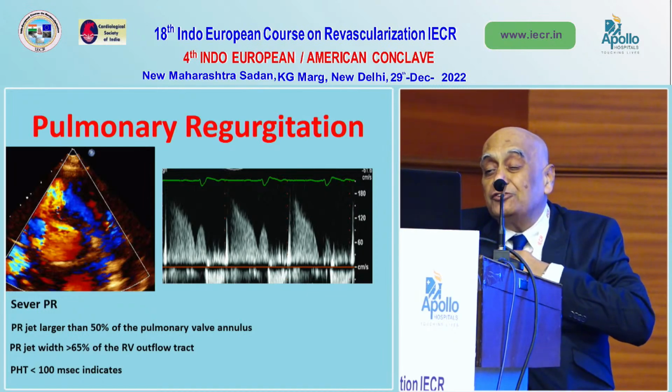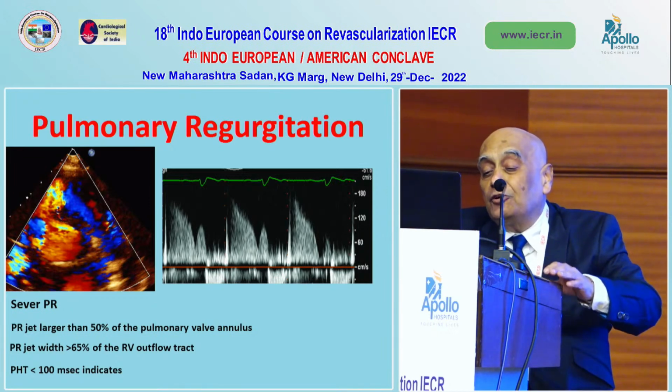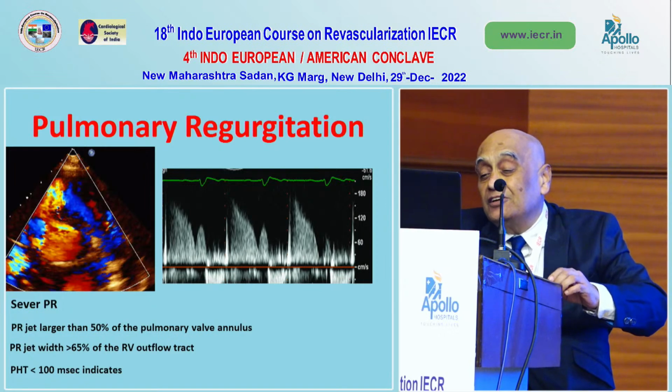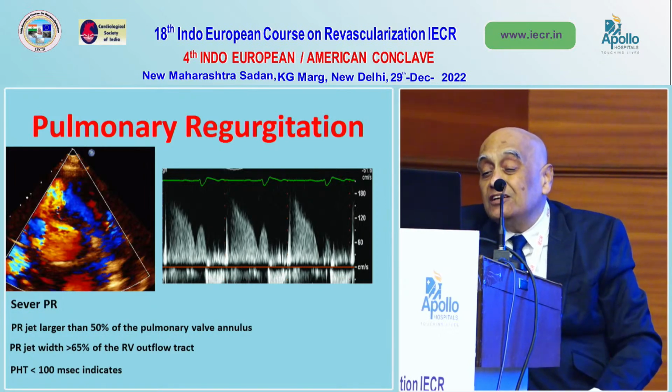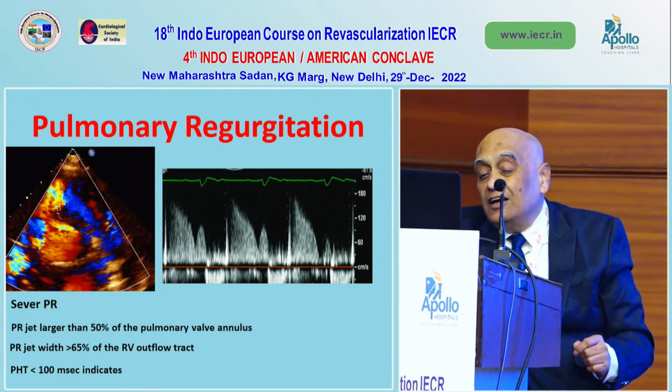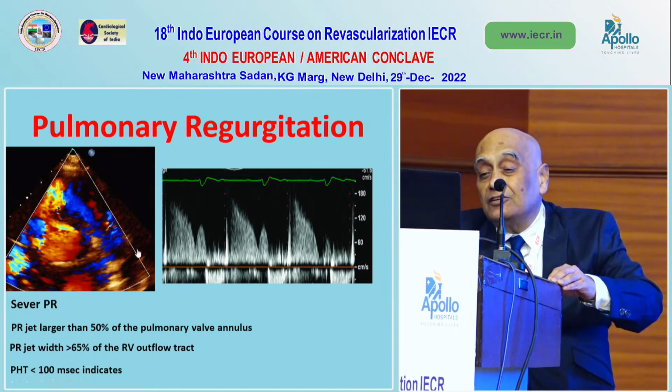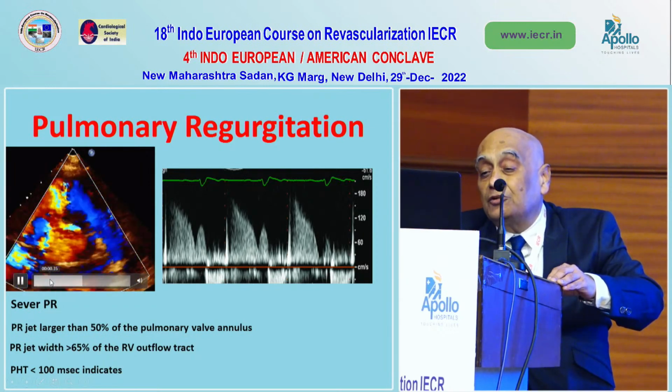Now you come to PR. A pressure half time is one of the good methods. The shorter the pressure half time, the more severe the PR. If the pressure half time is less than 100 milliseconds, it indicates severe PR. If you have a jet larger than 50% of the pulmonic valve annulus, that is also severe PR, and if the jet width is more than 65% of the RV outflow tract, that is also severe PR. So this is how we estimate the severity of the PR jet.